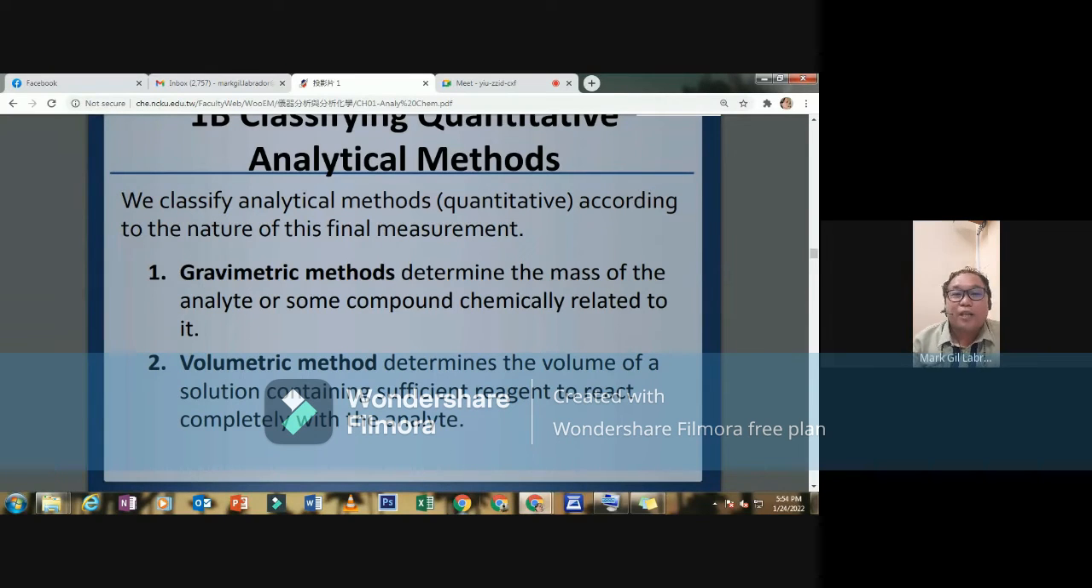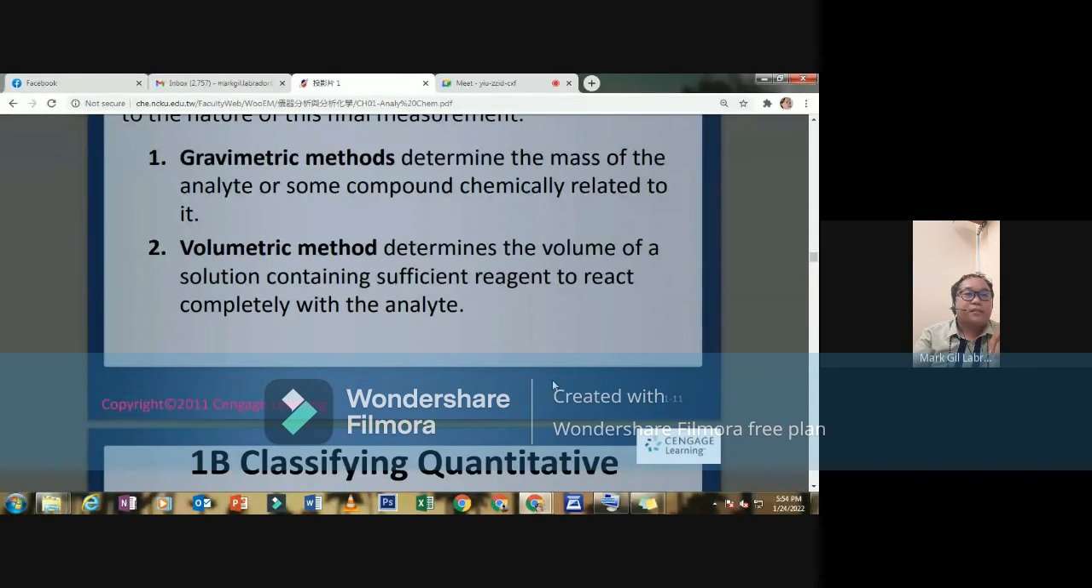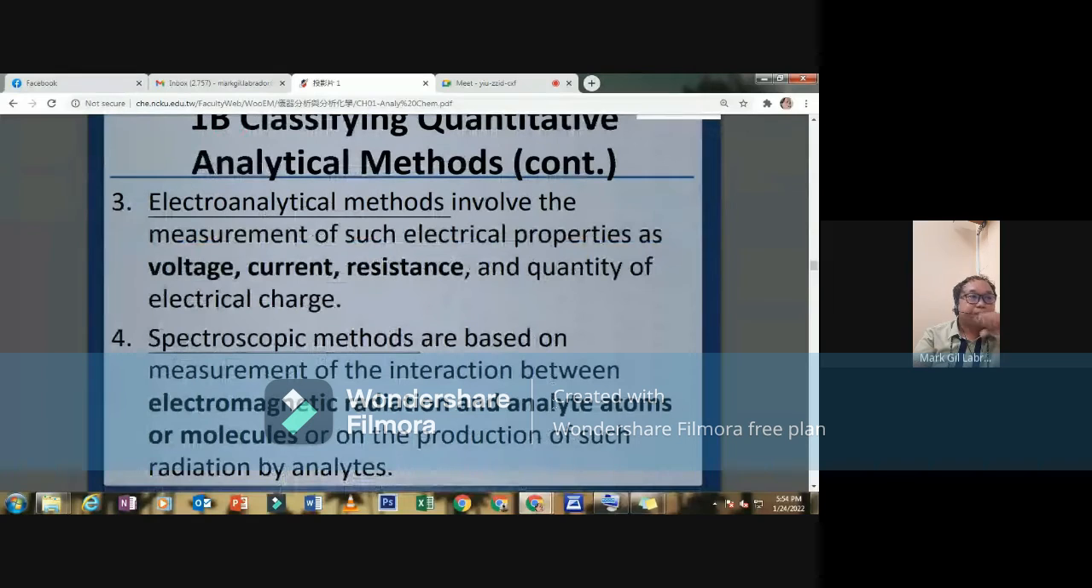Kaya meron tayong isang topic nito, isang reporter, the gravimetric methods, meaning it determines the mass of the analyte or some compound chemically related to it. And the second one is the volumetric method, meaning it determines the volume of a solution containing sufficient reagent to react completely with the analyte. So meron tayong mga terms dito, yung analyte meaning the one that you analyze, and dadagdagan mo yan ng tinatawag nating reagents to react. Kasi si reagent ang magsasabing ganito.